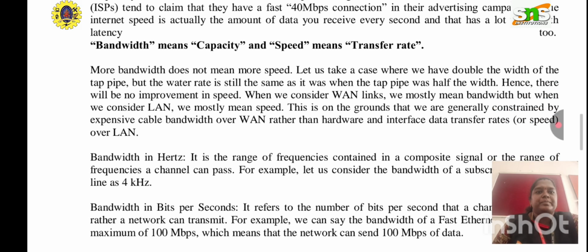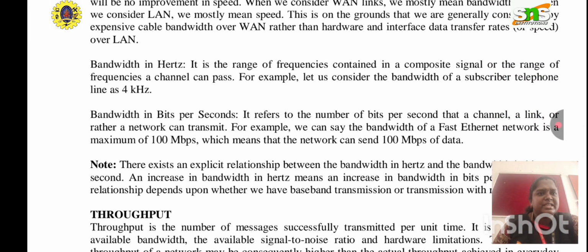Bandwidth in hertz is the range of frequencies contained in a composite signal, or the range of frequencies a channel can pass. For example, a telephone line has 4 kilohertz. Bandwidth in bits per second is the number of bits per second a channel, link, or network can transmit. The bandwidth of a fast Ethernet network is 100 Mbps, so data is sent at 100 Mbps speed.